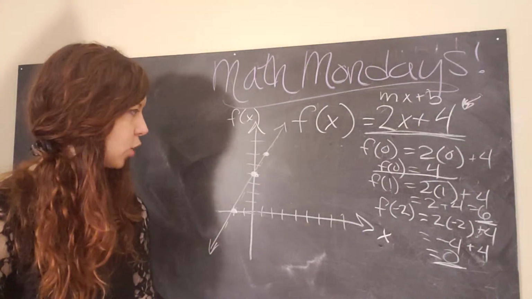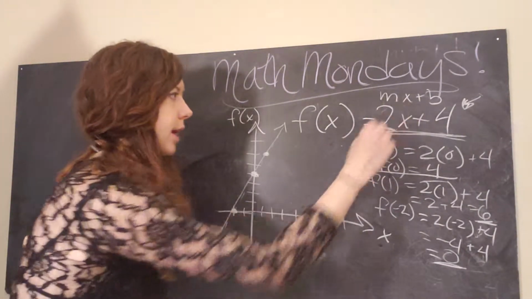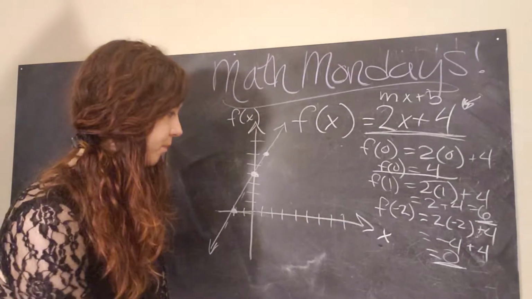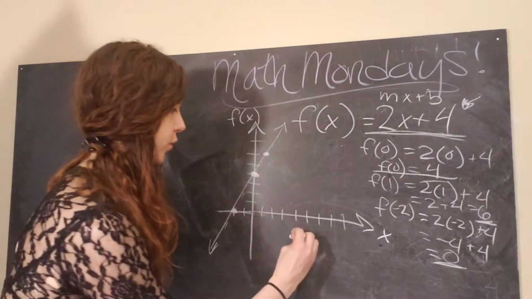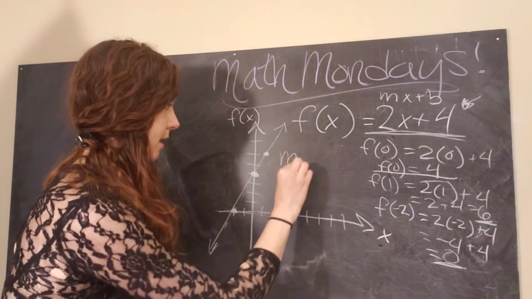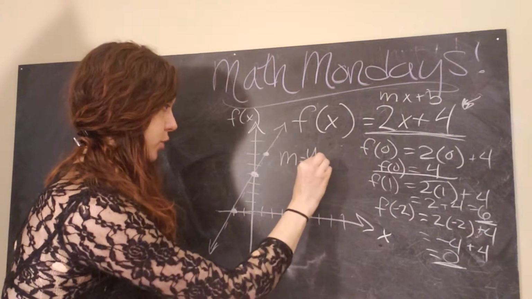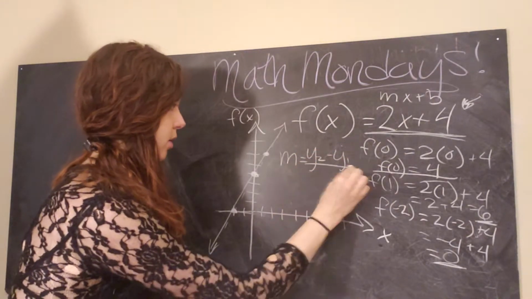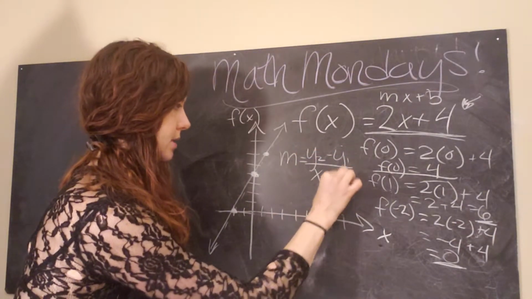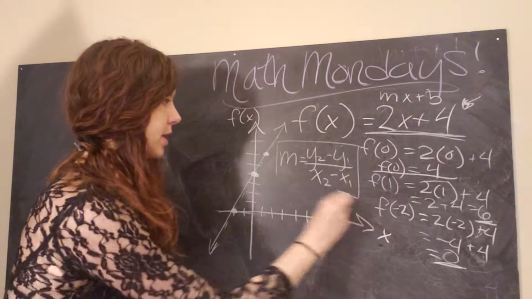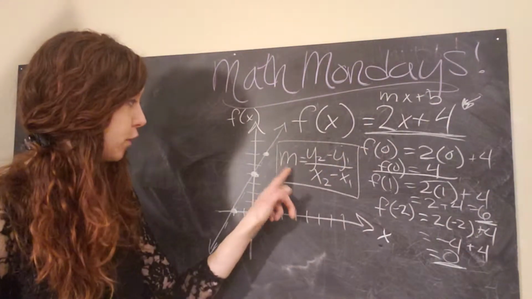Cool. Okay, so the one thing that I really want to focus on is slope. So you might have seen an equation for a slope like this. M equals y2 minus y1 over x2 minus x1. So this is a way to solve for the slope.